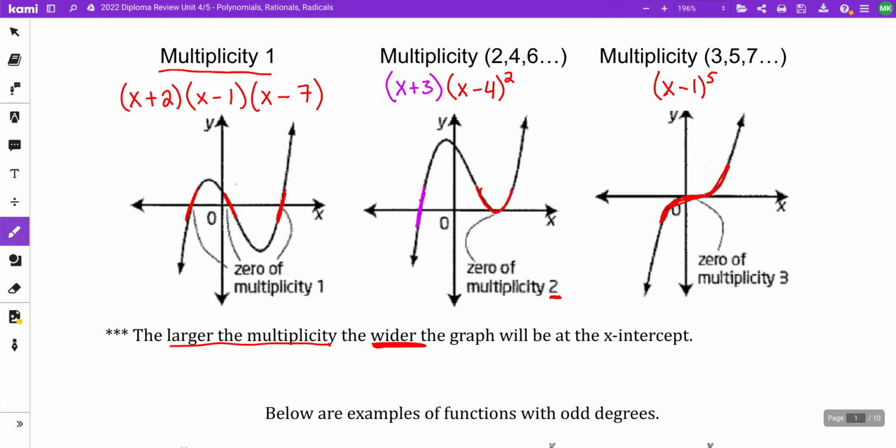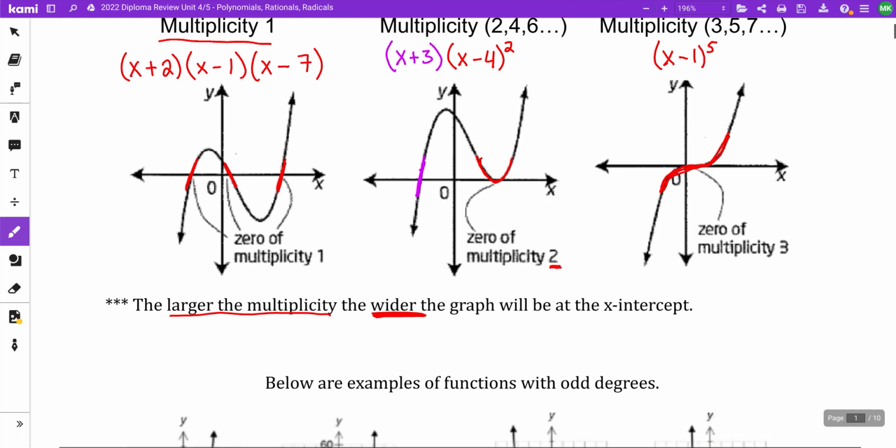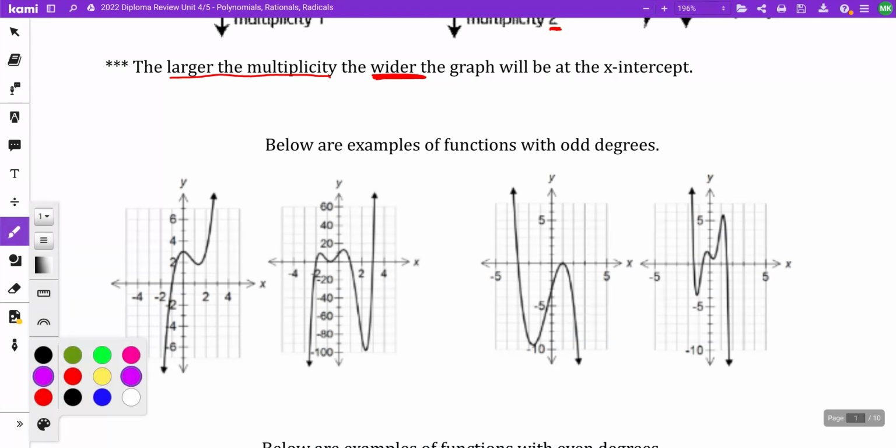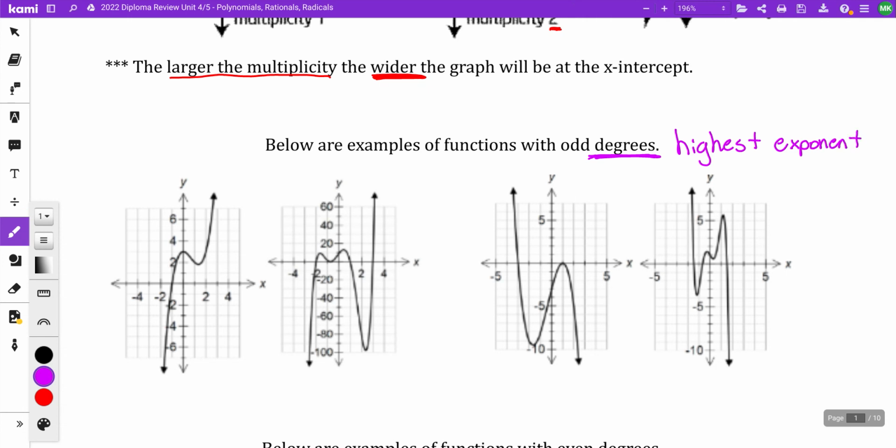Bueno. Next definition we had was something called degrees. Degrees means when you're in general form, the highest exponent. And that is in general form. So if it's in factored form, you'd have to turn it into general form to find it. Odd degrees. Let's see if that follows.